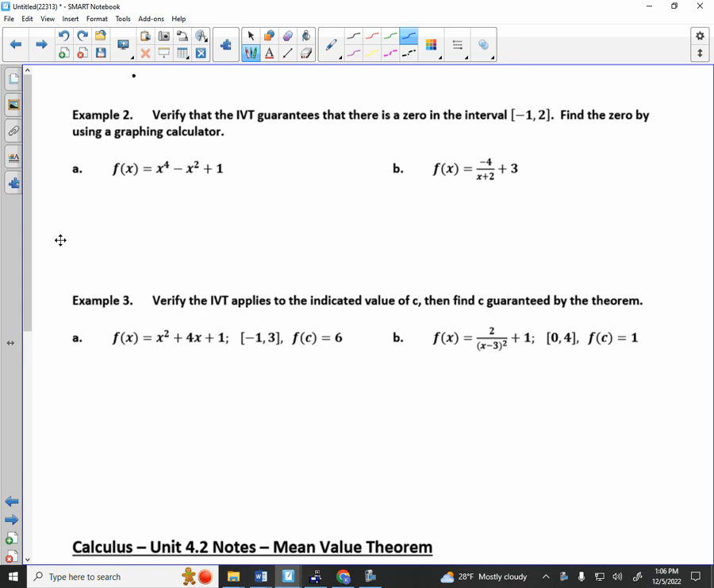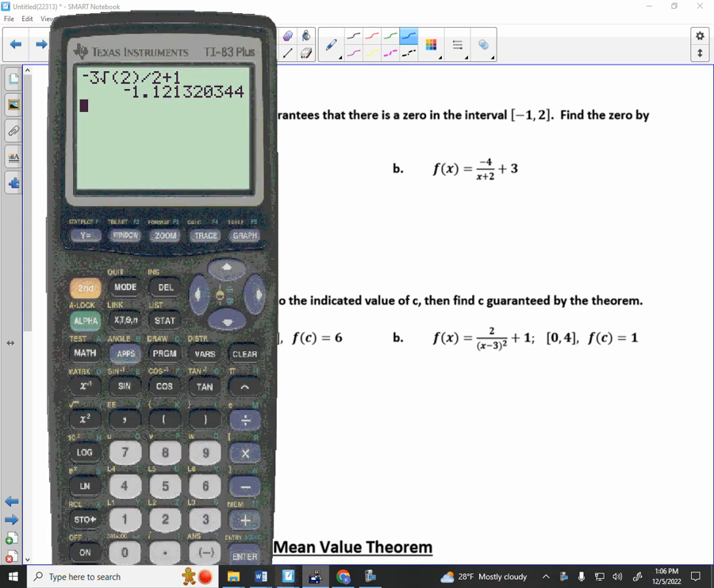So now what we're going to do is show that the IVT does guarantee a 0, and then we're going to find that 0 by using a graphing calculator. So make sure you have your calculator out.